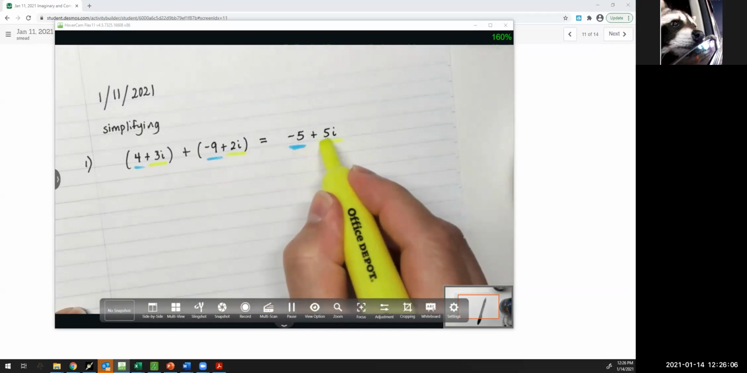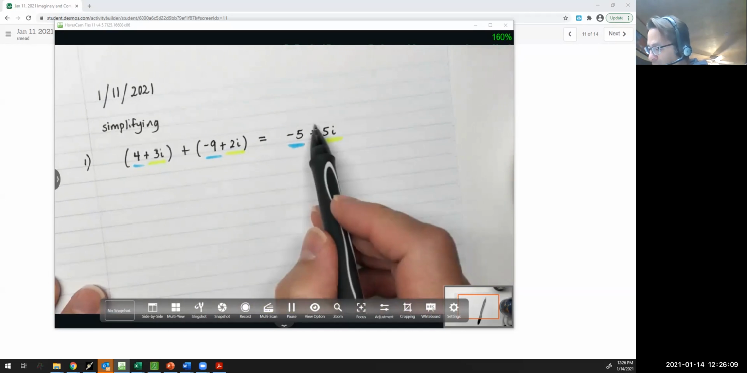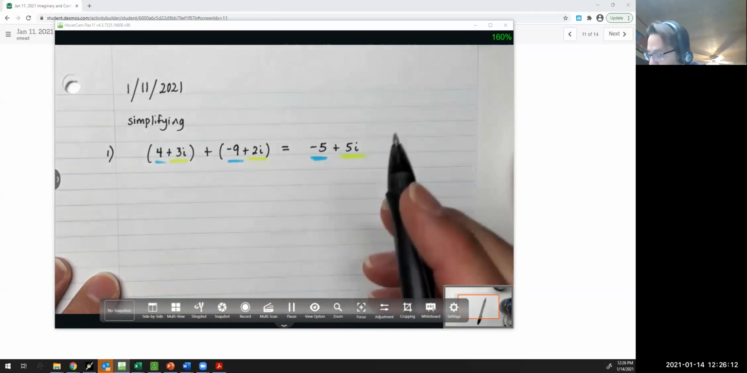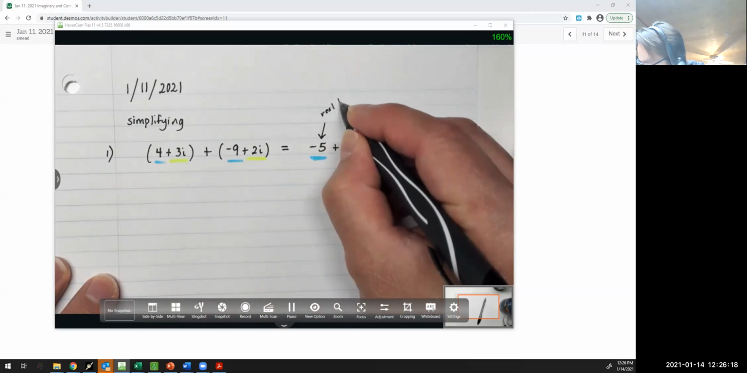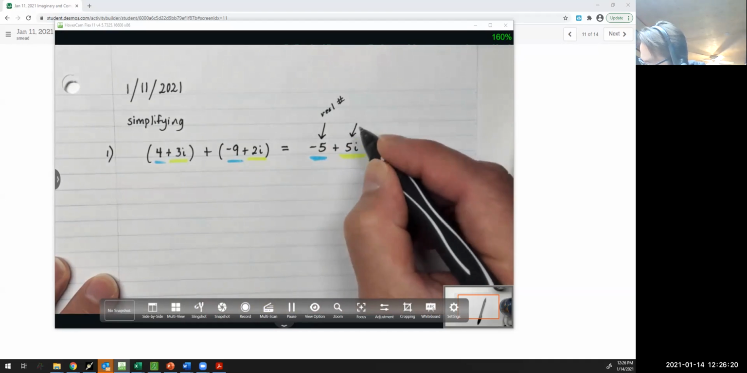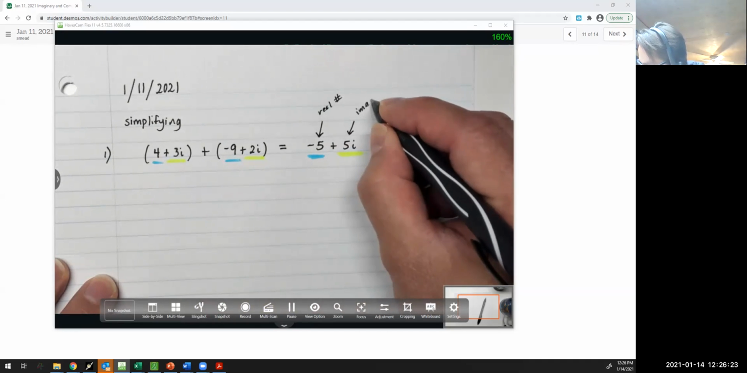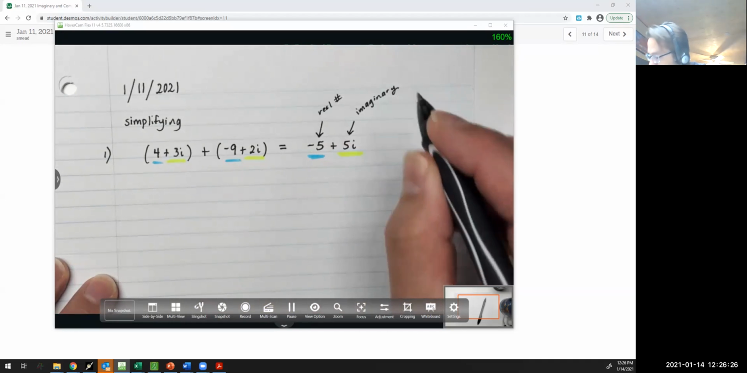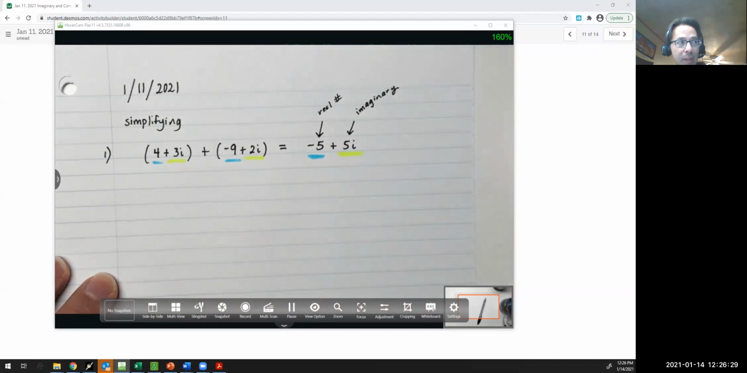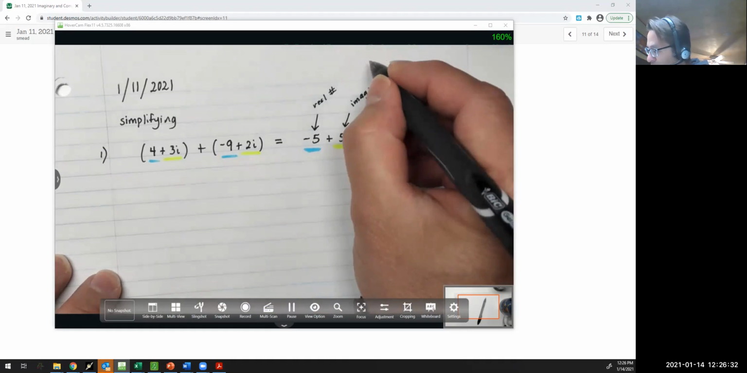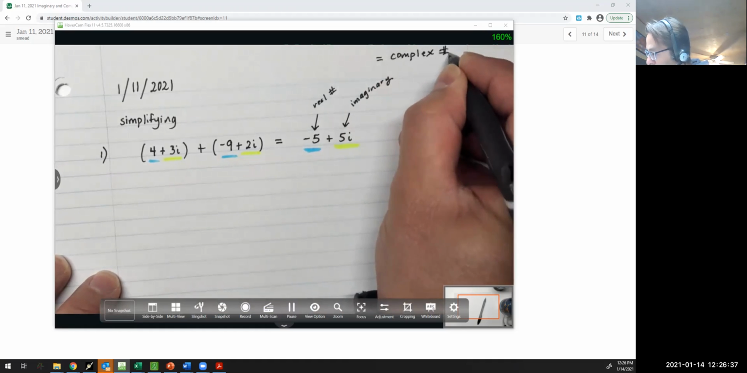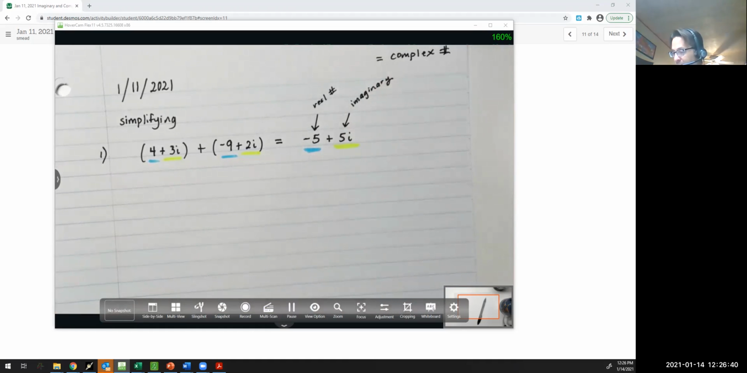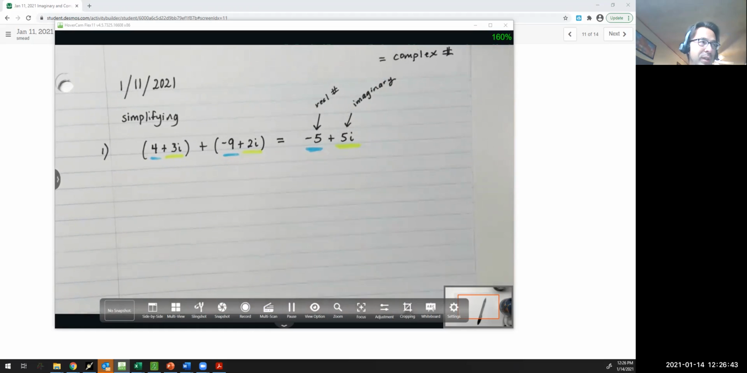Oh yeah, I think we did this. Okay. So this whole thing is actually called a complex number. All complex numbers have a real number part, and then this is the imaginary part. Together, a real number plus or minus an imaginary number equals a complex number. However, a lot of teachers will just refer to this as an imaginary number, but technically it's a complex number.